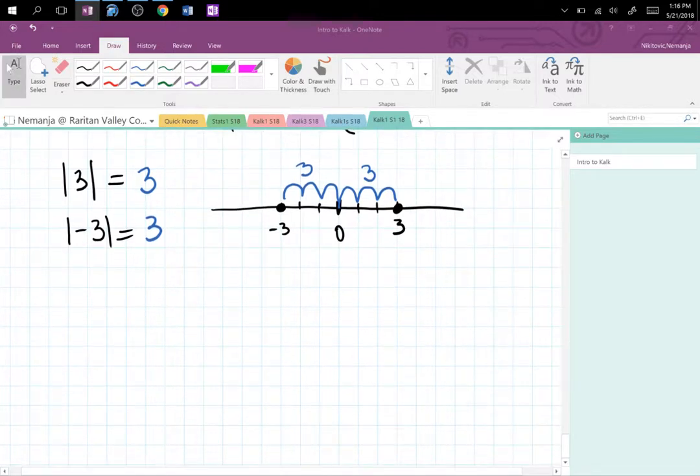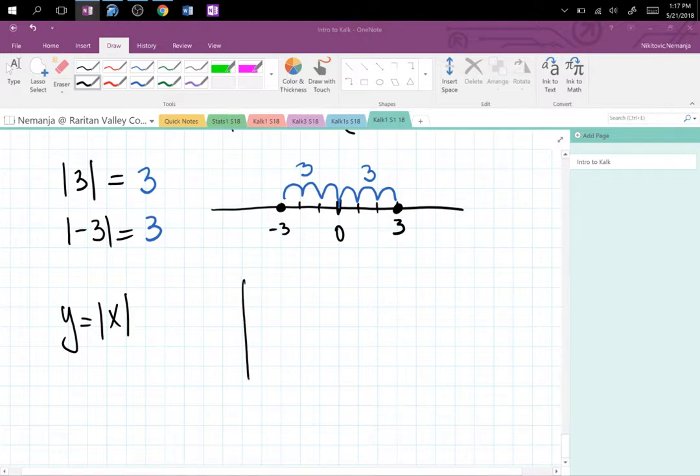Now, which is the reason why absolute value is always positive, because it gives us the distance. Now, if you're thinking about the function y equals absolute x, you can put f of x equals absolute x, whatever. Absolute value will take any negative number and bounce it into the positive realm.